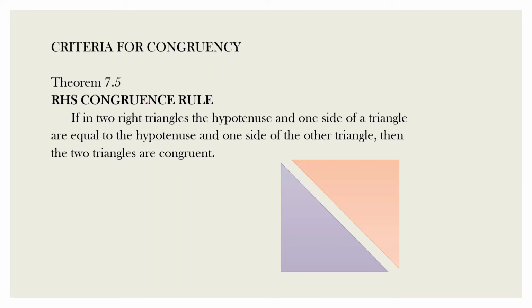Theorem 7.5, RHS congruence rule. Here, R stands for right angle, H stands for hypotenuse, and S stands for side. If in two triangles, the hypotenuse and one side of a triangle are equal to the hypotenuse and one side of the other triangle, then the two triangles are congruent.